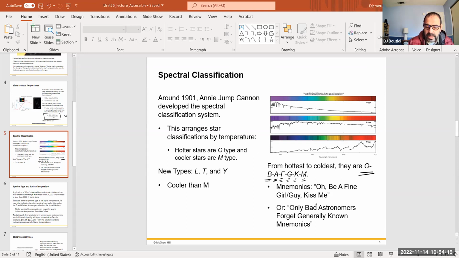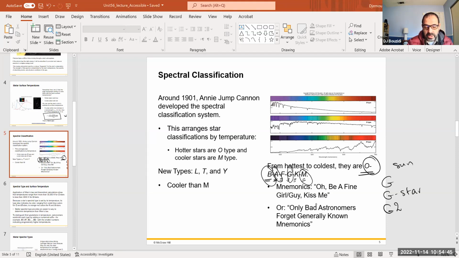The way to remember this one is, for example, "Oh, be a fine guy or girl, kiss me." So stars are classified based on these letters. If you see a star classification M, you know its surface temperature is a lot cooler than a star G. And the sun happens to be of the type G. So this is our sun. The sun is a G star. Not only a G, it's actually G2. So there are some finer divisions inside the classifications.